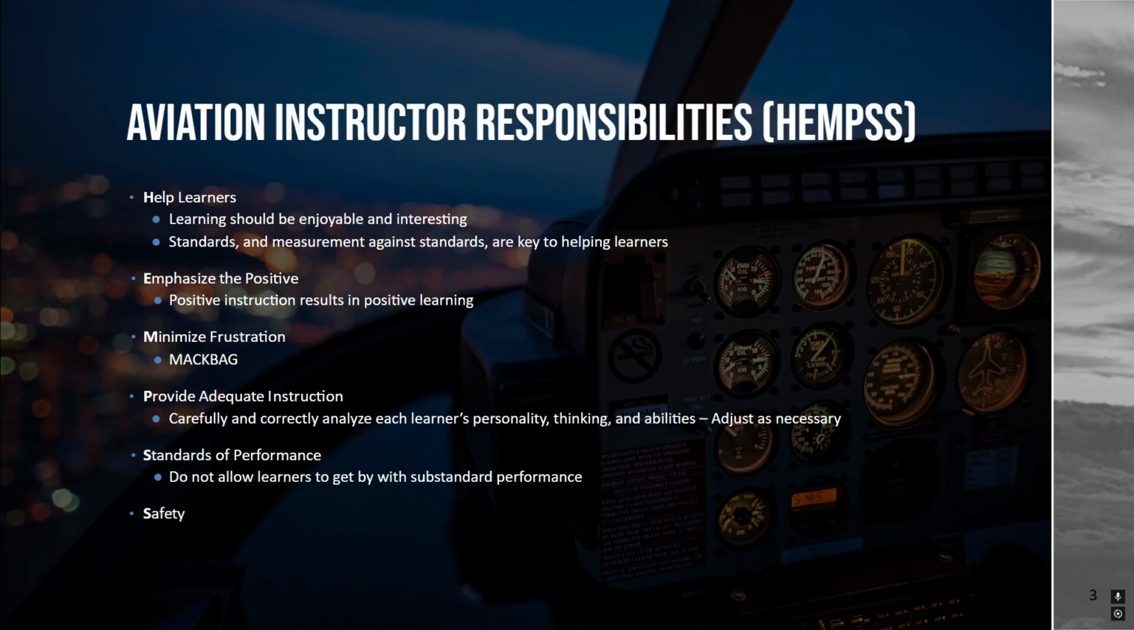The next is E for emphasize the positive. Positive instruction results in positive learning. Also, and this is going to be a common theme throughout this presentation, students will mimic what you do. So if I display a positive impression of aviation, and I speak positively about aviation, then the student's more likely to mimic that behavior.